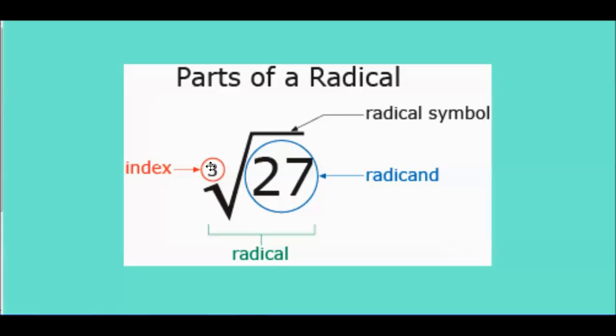The number that sits right here on the edge of it, that's called the index. So that 3 would communicate that I want to know the cube root of the radicand, which is 27. The way that I remember this is the radicand is inside of it. The radicand is in, and that's what makes it inside the radical. And the whole thing is called the radical. Like with exponents, where the power was the whole thing, the radical is the whole expression. The index, the radicand, and the radical symbol are all parts of that radical.